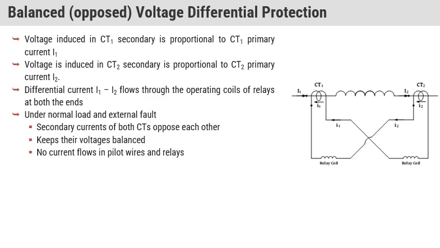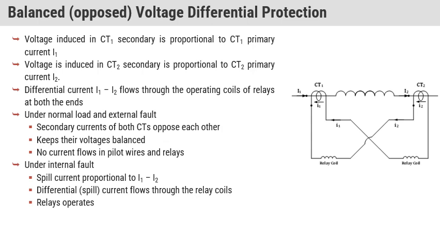Under normal load and external fault, the secondary currents of both CTs oppose each other and keep their voltage balanced, so no current flows in the pilot wire or relays. But under internal fault, a spill current proportional to I1 minus I2 flows, and the differential current flows through the relay coils and the relay operates.